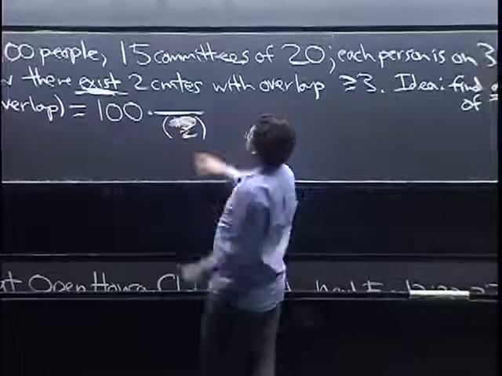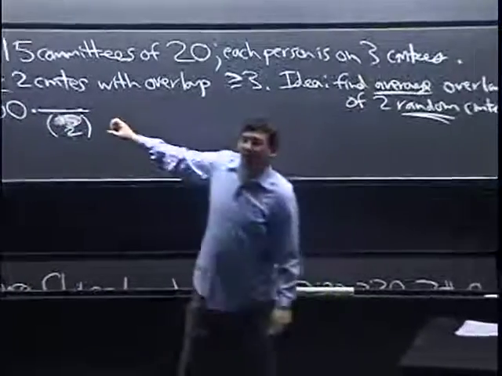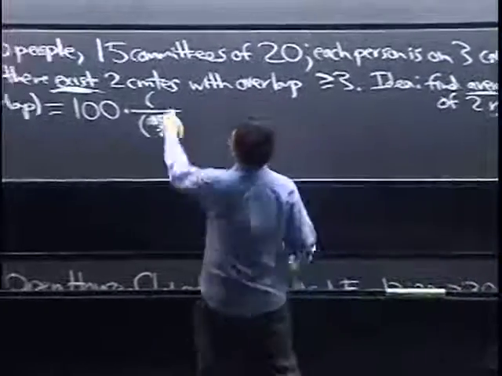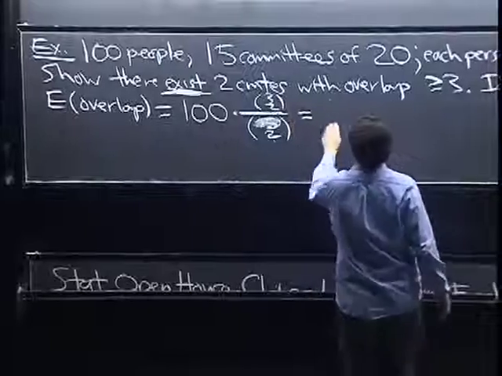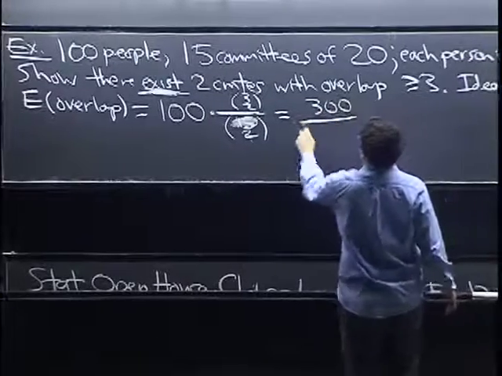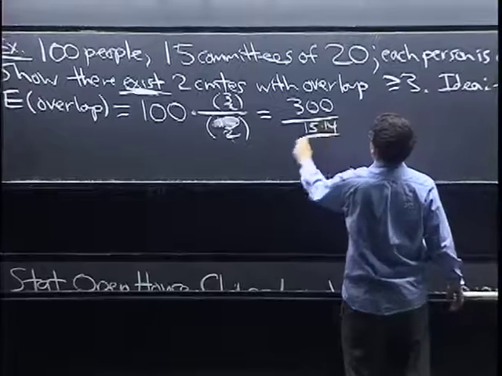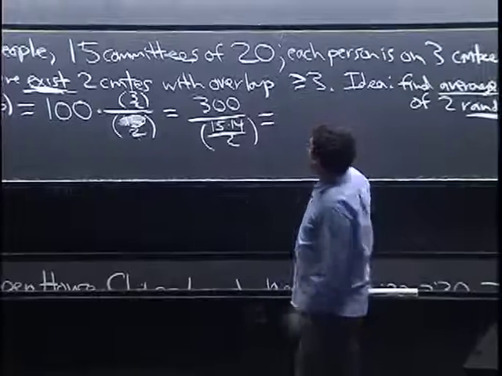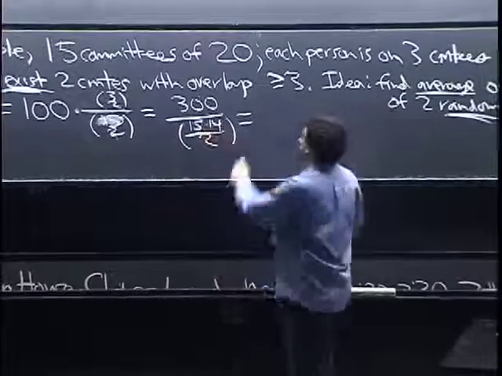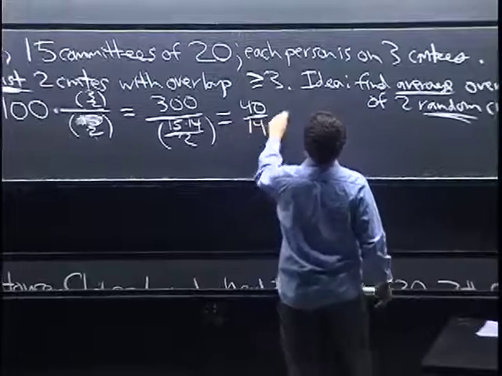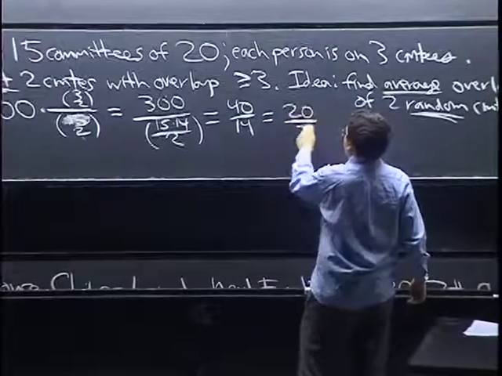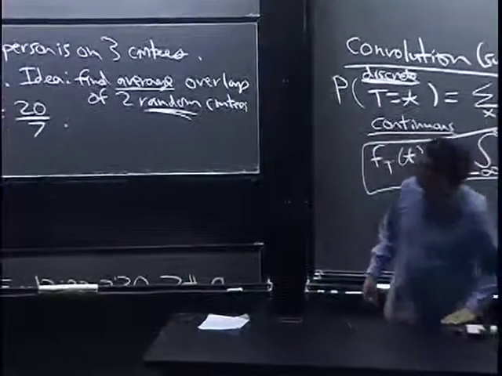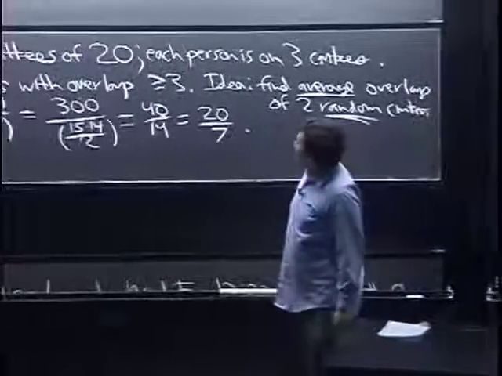15 committees. Choose 2 out of the 15 committees, and then the numerator, person number 1 is on 3 committees, so choose 2 of the 3 committees. So this is 3 choose 2. So 3 choose 2 is 3, so that's 300 over 15 choose 2, which is 15 times 14 divided by 2. 300 divided by 15 is 20. The 2 comes up, so it's 40 over 14, which we can simplify as 20 over 7, if I did the arithmetic correctly. Now it looks like we came a little bit short.